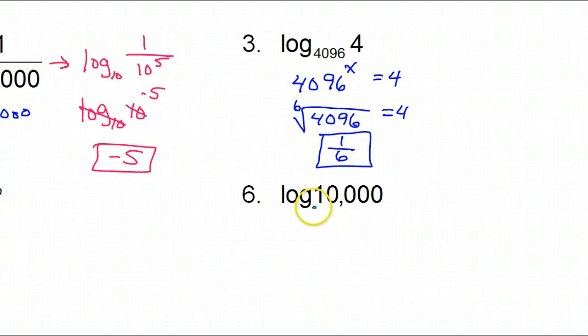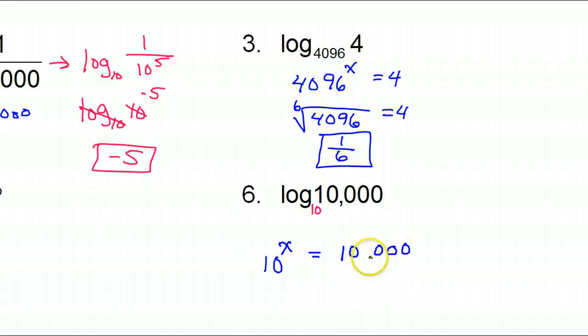Okay, number 6, looking at the invisible base 10, we ask ourselves, 10 to the what power is equal to 10,000? Look at how many zeros it has. That's 4 zeros. That means this is 10 to the 4th power. So that means 4 must be the power.